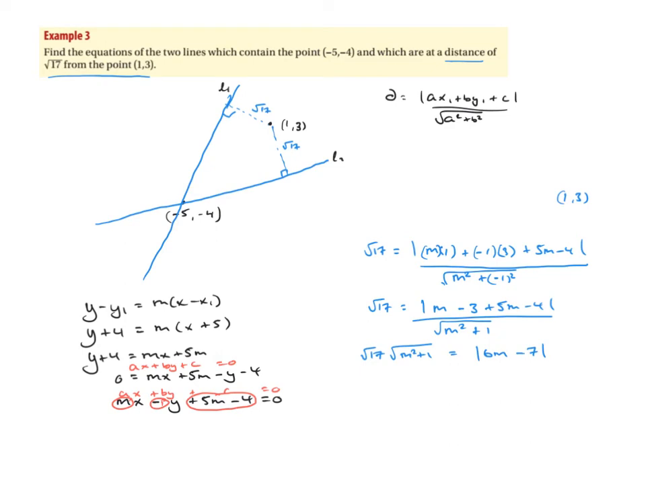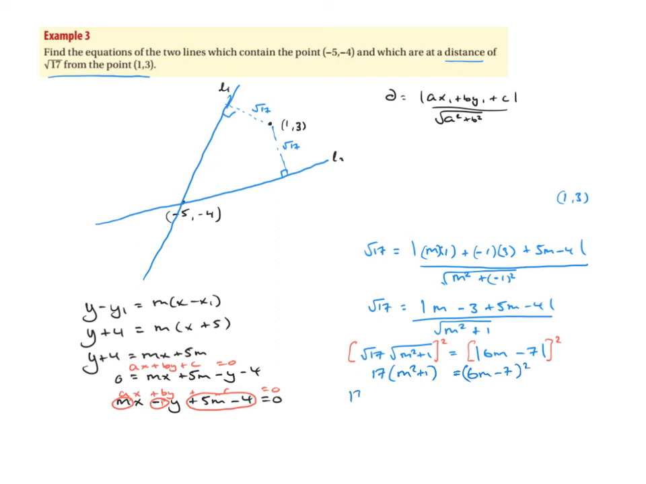Okay, so if I square both sides, let's just do this in red to show what's going on here. I'm going to square that, and I'm going to square that, which means I get root 17 squared. So root 17 by root 17 gives me 17. I'm then going to square this square root here, so the square root squared leaves me with just m squared plus 1. Don't forget it's in a bracket. Is equal to 6m minus 7, all squared.